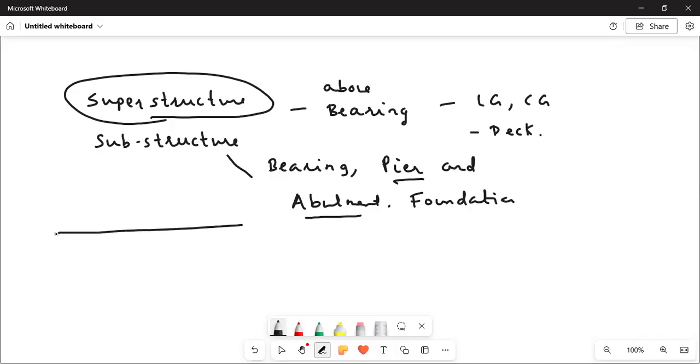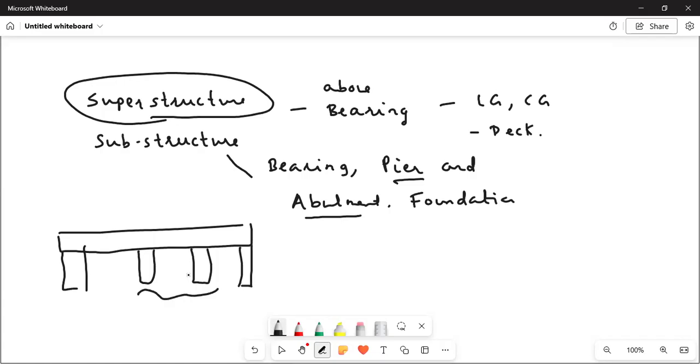So this is the bridge that you have, and it will have n number of supports. Whatever intermediate supports you have are known as piers, and the supports at the end are known as abutments. Okay, so this is the difference between abutment and pier.